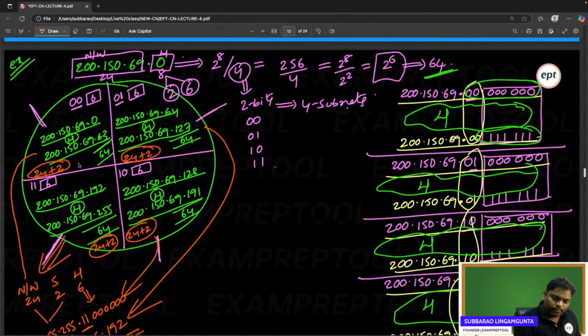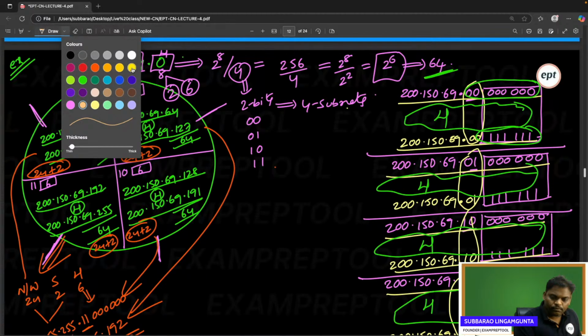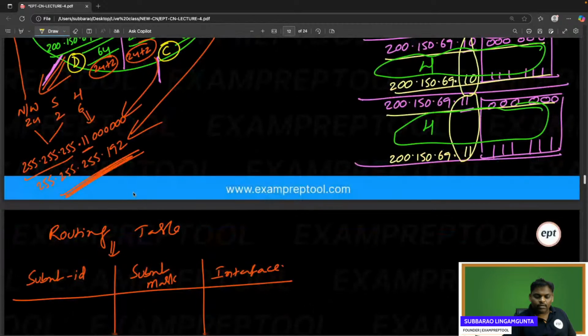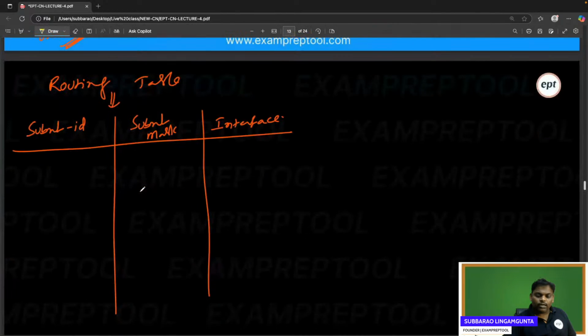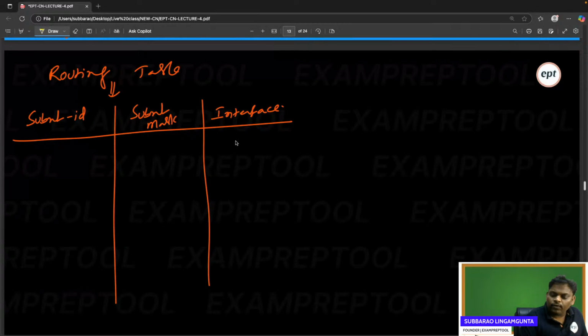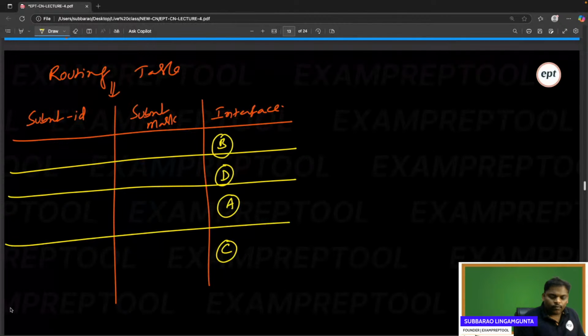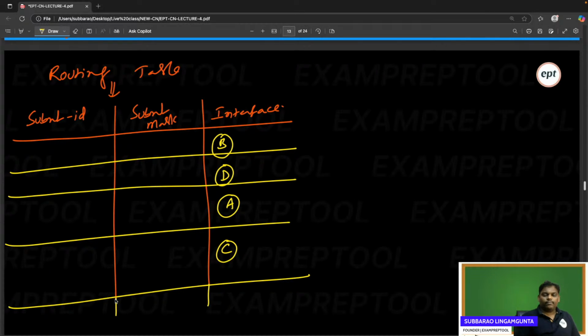Let us assume it is interface A, interface B, interface C, interface D. So subnetting is done. You have to keep interface A, B, C, D. Now observe clearly, I am writing here, randomly assuming the interfaces. For every interface, in the table, one entry should be there.